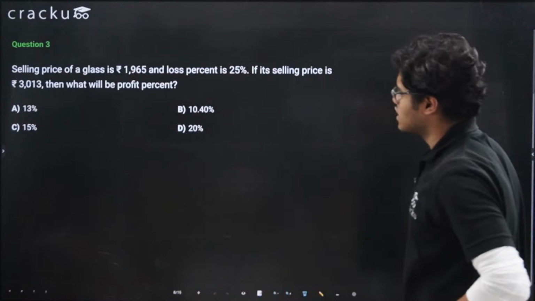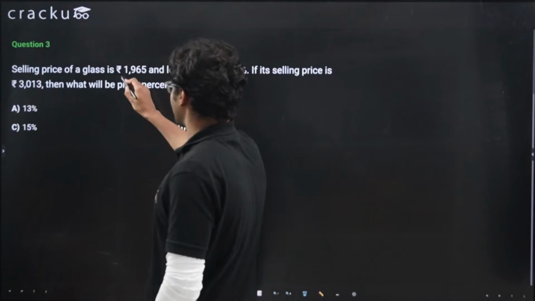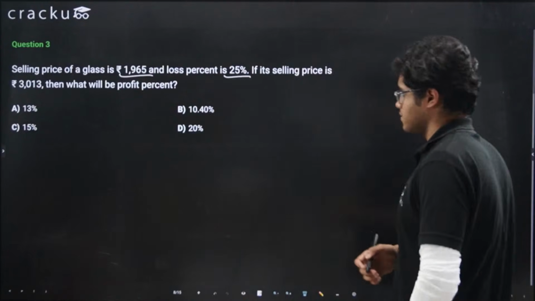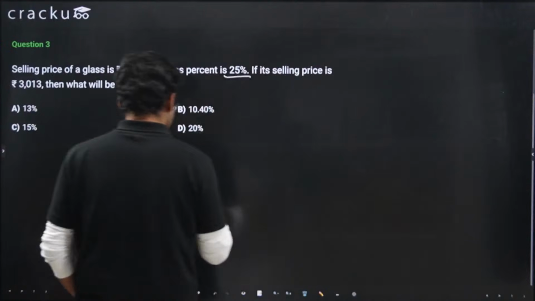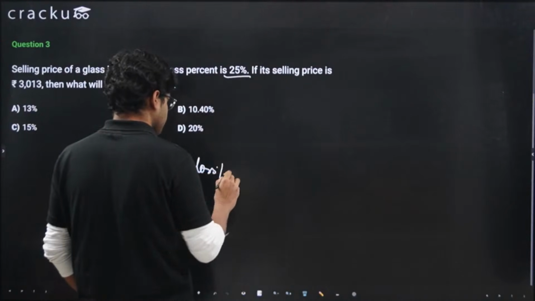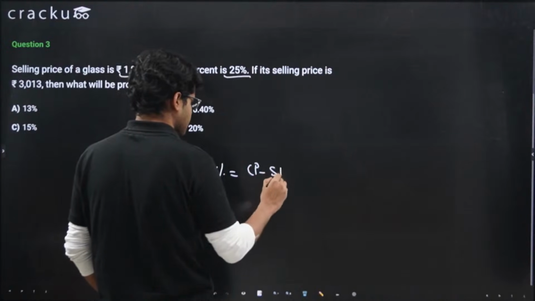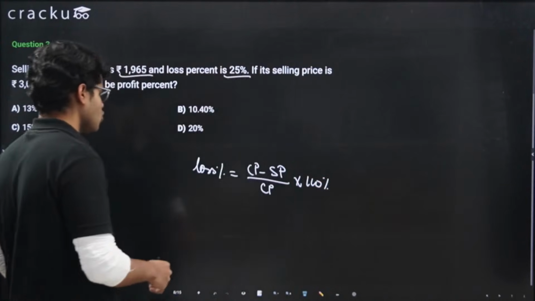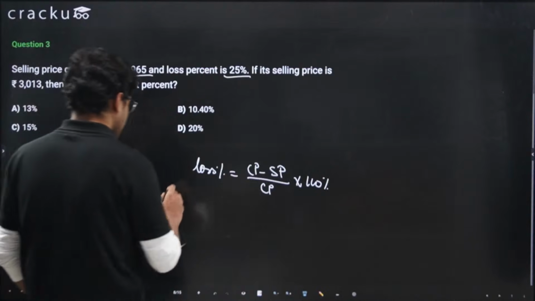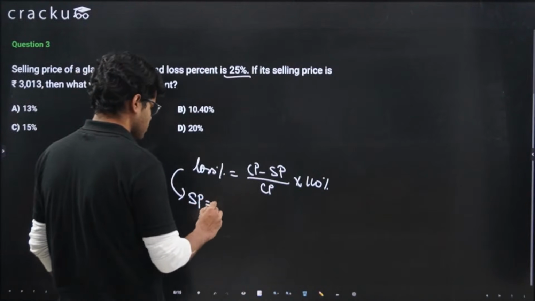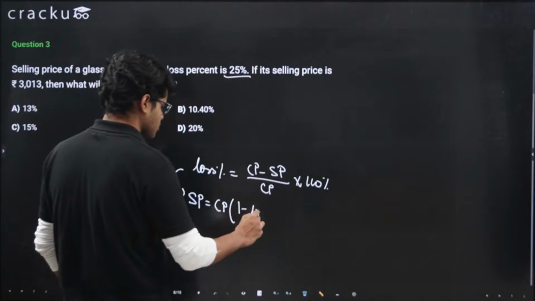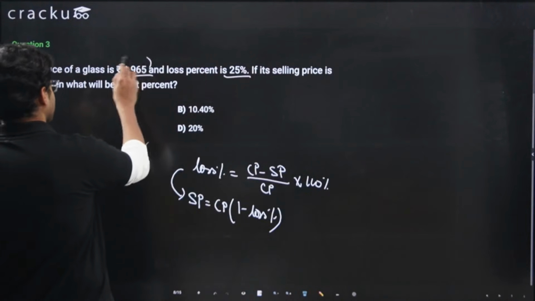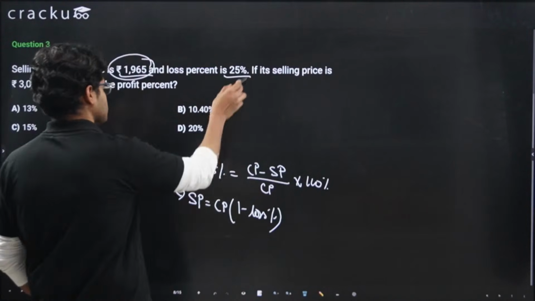In this question, it is given that the selling price of a glass is rupees 1965 and the loss percentage is 25%. Okay, we know what loss percentage is. Loss percentage is nothing but cost price minus selling price upon cost price into 100 percentage. So from here, I can write selling price equals cost price into 1 minus loss percentage. Now, selling price is given as 1965. Loss percentage is 25 percentage.